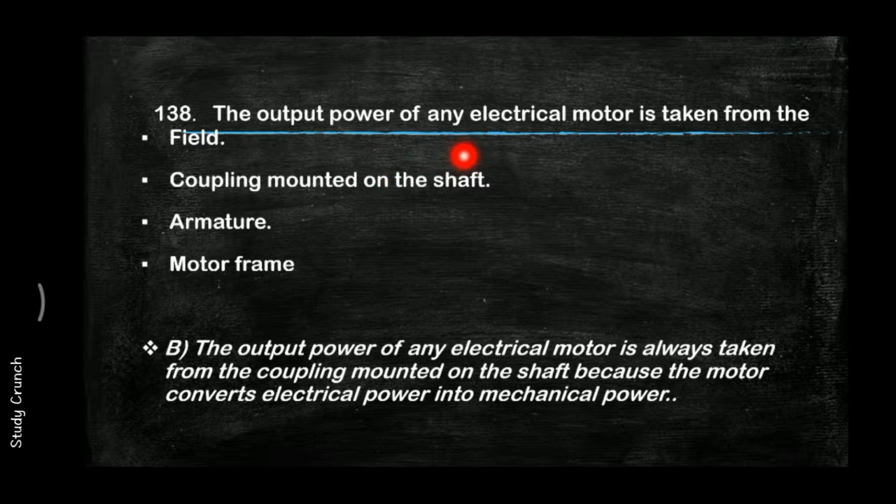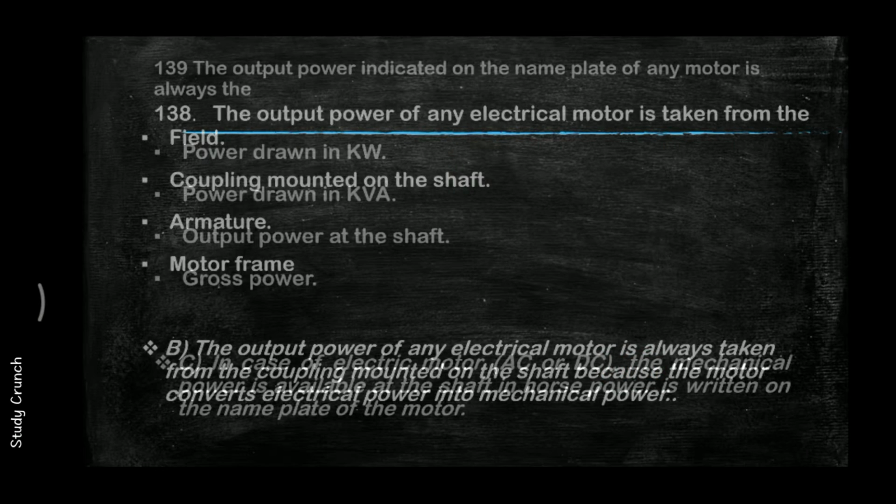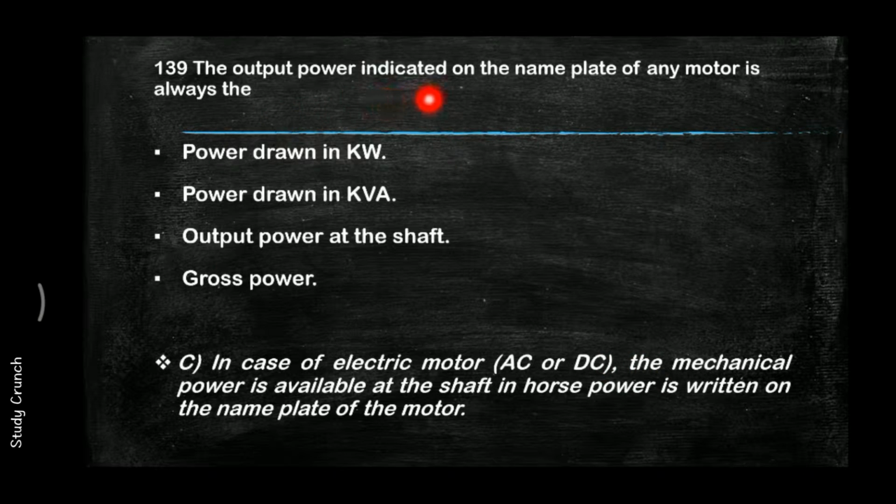Next, the output power of any electrical motor is taken away from the coupling mounted on the shaft. So the answer is B. The output power of any electrical motor is always taken from the coupling mounted on the shaft. Next, the output power indicated on the nameplate of any motor is always the output power of the shaft. So in case of an electric motor, AC or DC, the mechanical power is always available at the shaft in horsepower, written on the nameplate of the motor.